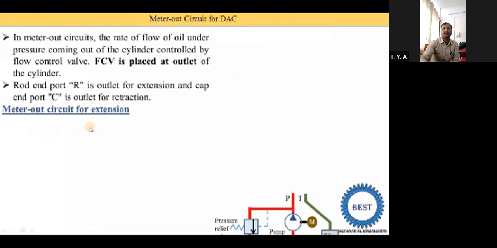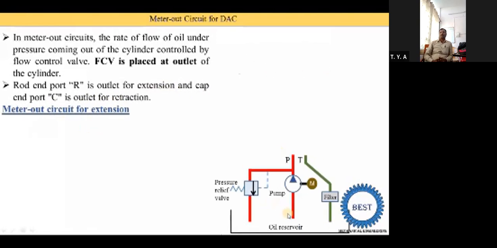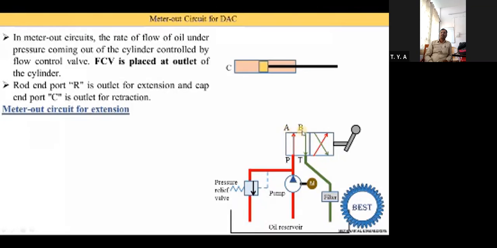So here you see the basic components of the hydraulic circuit: oil reservoir, pump, the delivery lines, pressure relief valve, and the return line, where a filter is provided. This pressure line is connected with this directional control valve. Here you see this is a 4/2 directional control valve. It has two outlet ports, the A port and the B port.